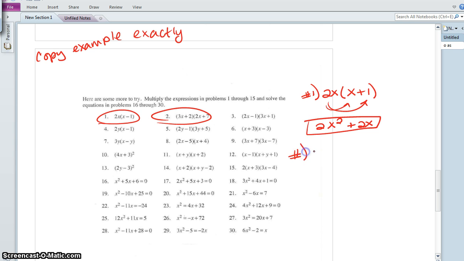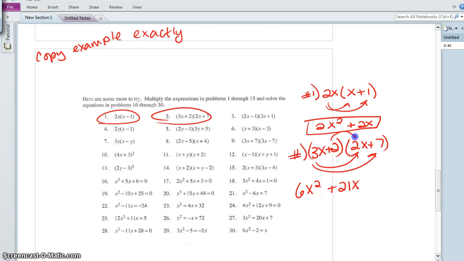Let's look at number 2. Step 1 is to copy the example exactly as it appears. Each term in the first binomial multiplies both terms in the second binomial. So 6x squared plus 21x. And the second term in the first binomial multiplies both terms in the second binomial. Plus 4x plus 14. Combine the two x terms. 6x squared plus 25x plus 14 is the result for number 2.